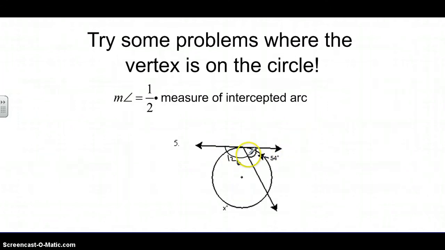Now that I have this angle, I can look for x because that's my intercepted arc. So I'm going to substitute it into the formula. The measure of my angle is 126. That's going to be equal to 1/2 the intercepted arc, which is x. And now I'm going to solve for x. In order to solve for x, we're going to multiply by 2 on both sides, or divide by 1/2. So this will be equal to 2 times 126. And therefore, x is equal to 252.